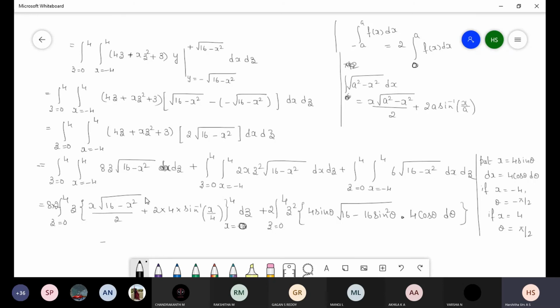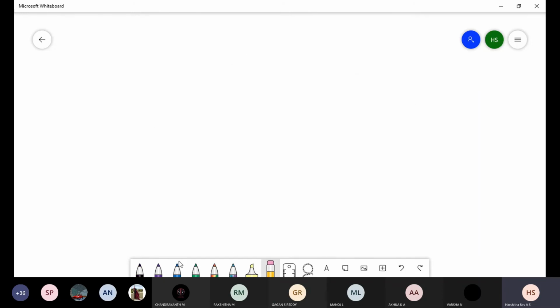Third one, integral limit varies from 0 to 4. 6 I will write outside. Here also conversion of minus 4 to 4 means 2 times the limit varying from x is equal to 0 to 4. Once again I will write 16 minus x square into dx into dz as it is. Substitution for the first term. What is the substitution for the first term here? So 8 into 2, 16.